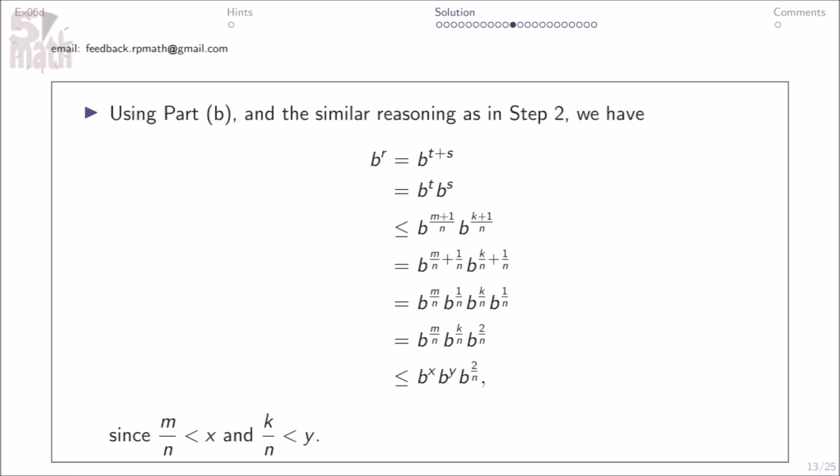Using part b and similar reasoning as in step 2, we have b^r ultimately less than or equal to b^x b^y b^(2/n), since m/n < x and k/n < y.